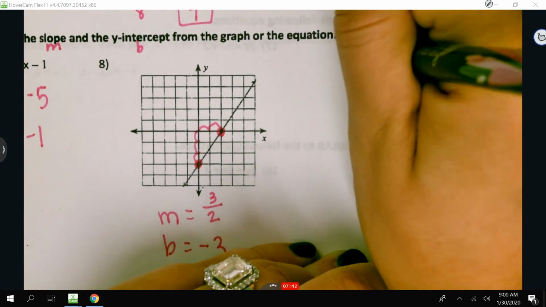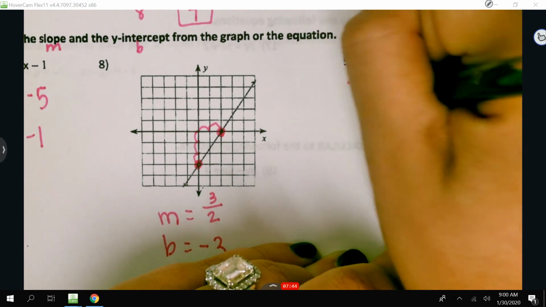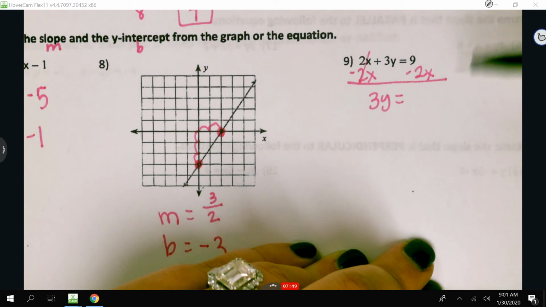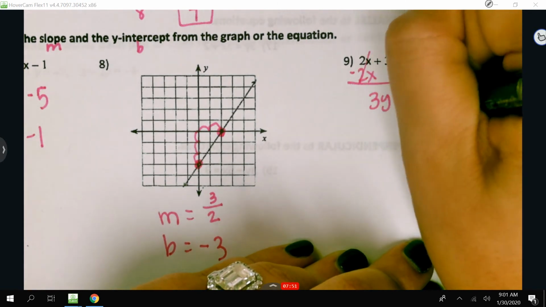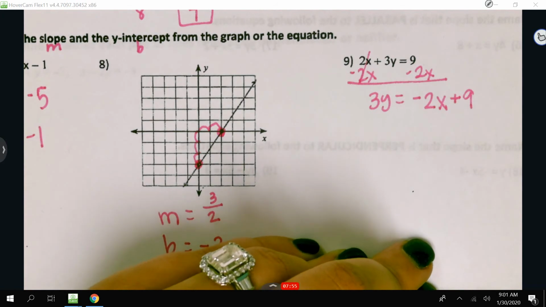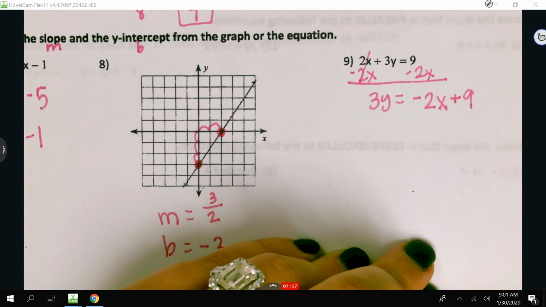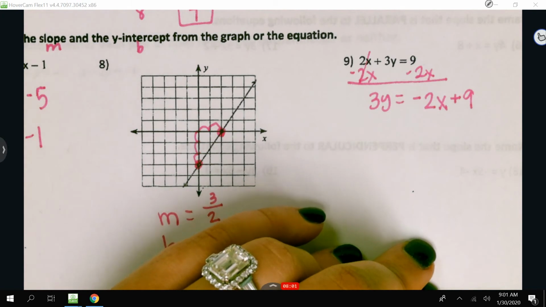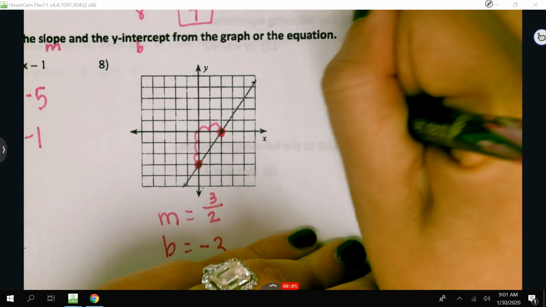So then that leaves me with a positive 3y on the left. And then remember that you want that x term first. So I'm going to write that first. So that's a negative 2x and a positive 9, so plus 9. Is y by itself? No. Seth? Divide by 3 on each number. Now I need to divide by 3 on every single term.